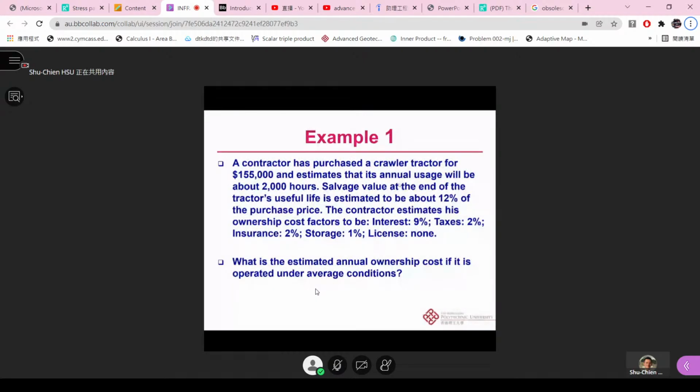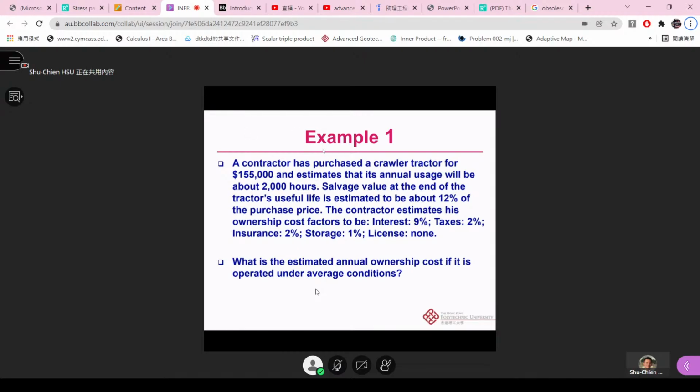Okay, and then you also have the information, for example here, that the annual usage will be about 2,000 hours. The salvage value at the end of the tractor's useful life is estimated to be about 12% of the purchase price. So based on those things, you can know what the salvage value will be. Now we can use the purchase price, 155,000, times this 12%. So you can get the salvage value. But how long can this equipment be used? Remember that we got the 12,000, right?